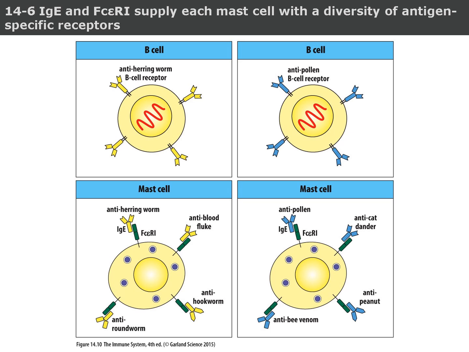Unlike B cells, mast cells can be loaded with immunoglobulin E antibodies of many different specificities. These immunoglobulin E molecules are bound to high-affinity receptors for immunoglobulin E on the mast cell surface. As a result, a single mast cell can simultaneously display receptors specific for herringworm, blood fluke, hookworm, and roundworm. Another mast cell may carry antibodies against pollen, cat dander, peanut allergens, and bee venom. This diversity equips mast cells to respond rapidly and broadly to a wide range of environmental threats.